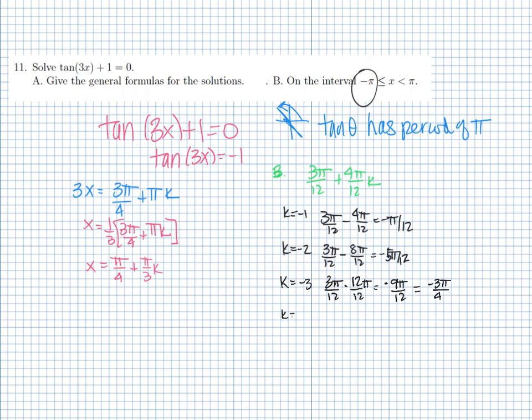This is the first one we've had that will simplify. Let's look then at k equals negative 4. We get 3π/12 minus 16π/12, which is negative 13π/12. But I want to make a full stop here. This is less than negative pi, so this is not a solution. So this one gets marked out. It didn't really work out for us.